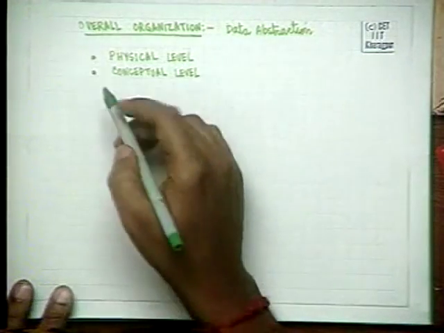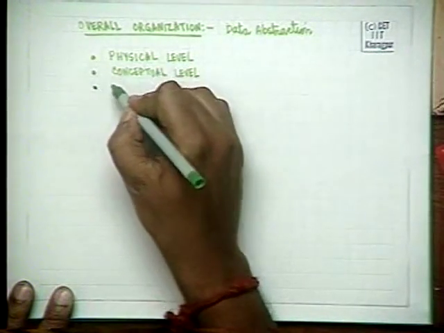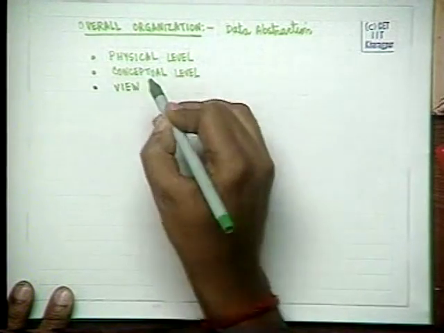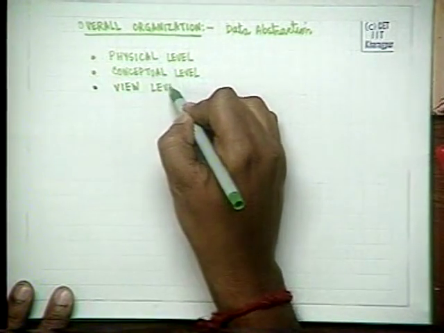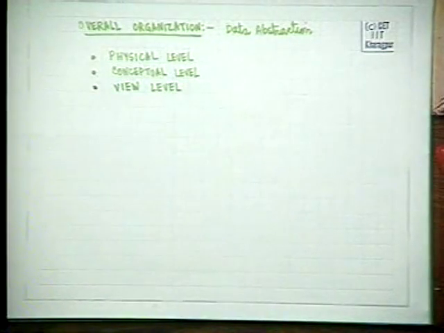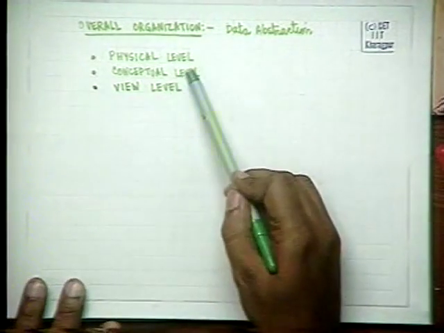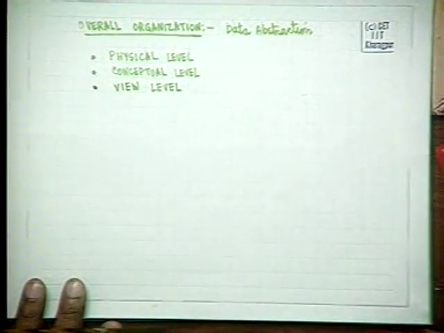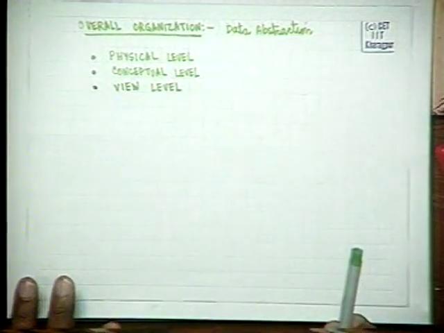And there is an intermediate part which is called the view level. The view level is what the conceptual aspect of the database looks like to various types of users. For example, in a bank, you may be an accounts manager. Some portion of the database is available to you, and that is your view of the database. You may be some other bank manager, and you will have another view of the database.